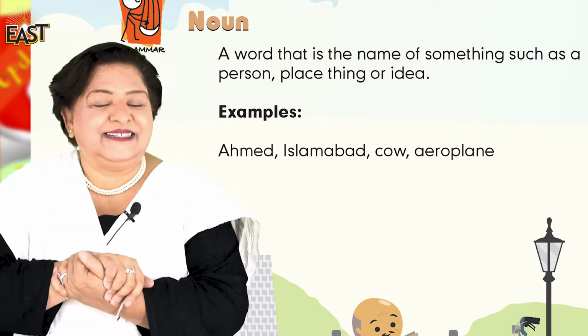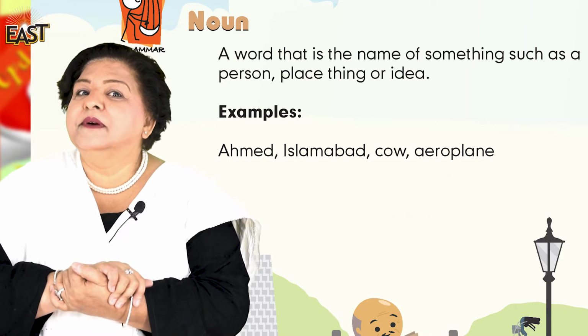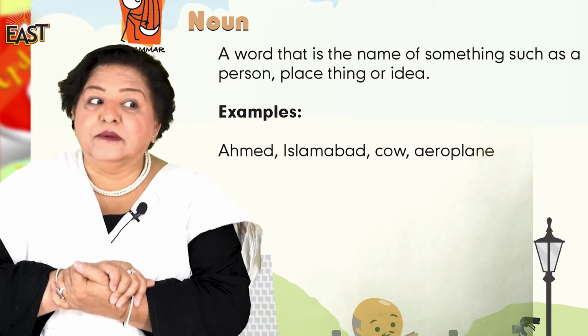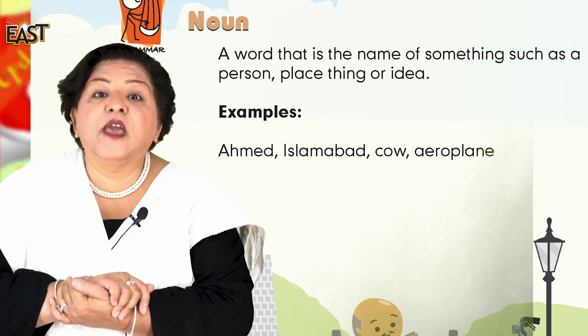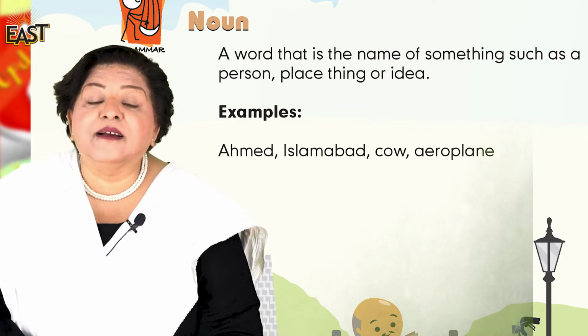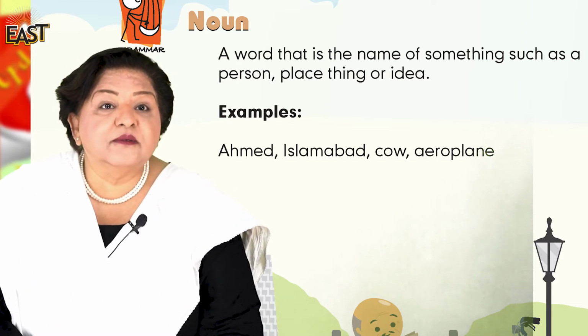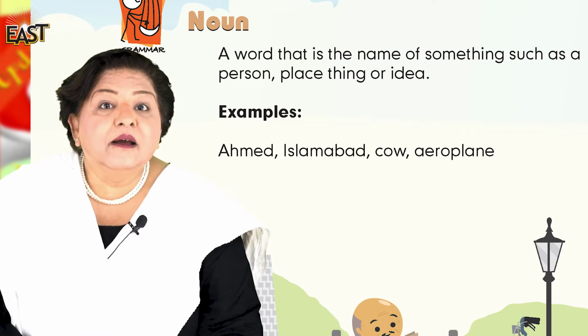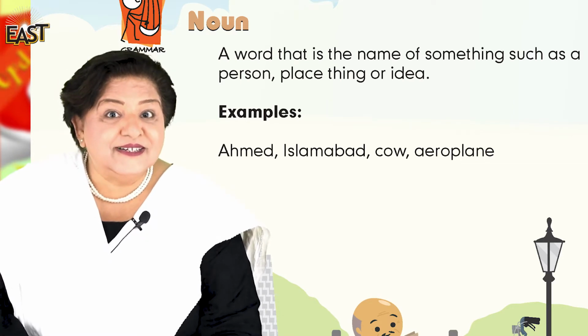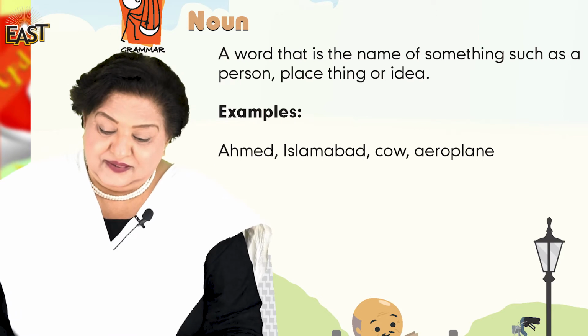Ant. Well done. Name ho gaya, place ho gaya, animal. And then thing. Thing. What? Thing begins with A. Very good. Apron. Well done.